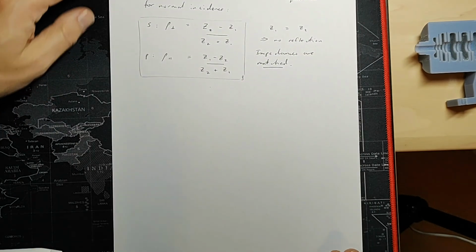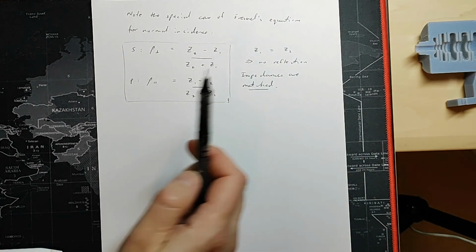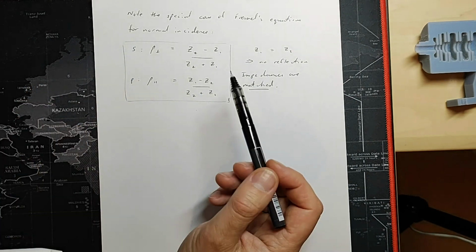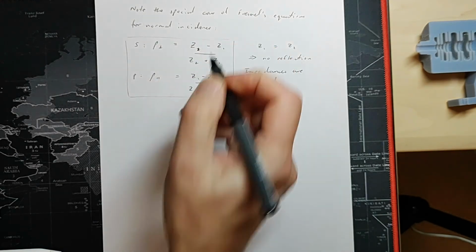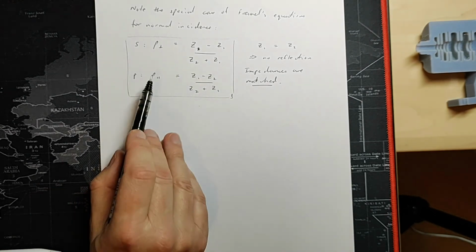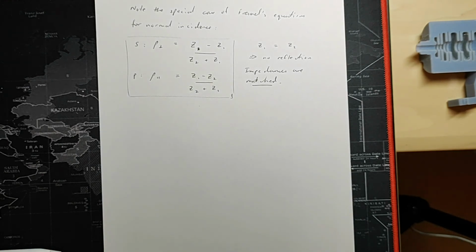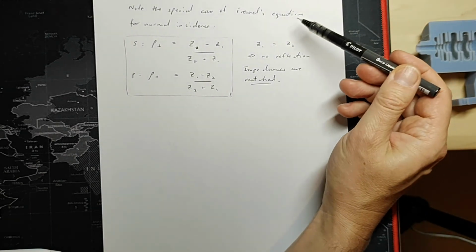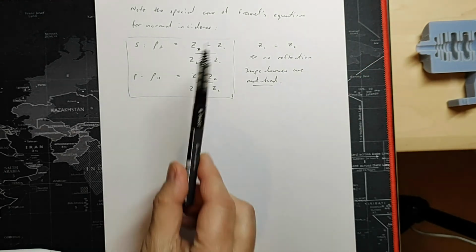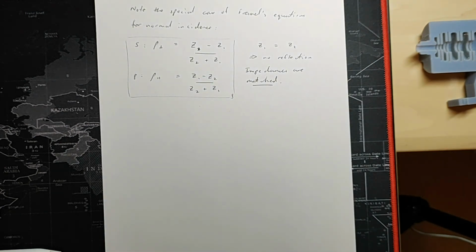In the special case of normal incidence, we can say in general that the perpendicular and parallel components have reflection coefficients which are given by, for the perpendicular, Z2 minus Z1 over Z2 plus Z1, and for the parallel component, it's Z1 minus Z2, so they are different, divided by Z2 plus Z1. So this is the general case of Fresnel's equations for normal incidence. And as you can see, if Z2 is equal to Z1, in either case, there is no reflection.